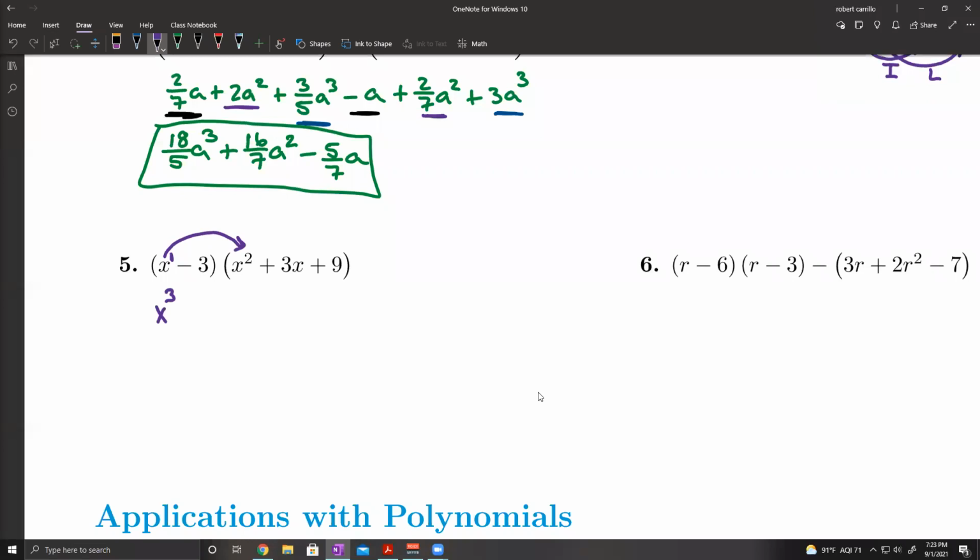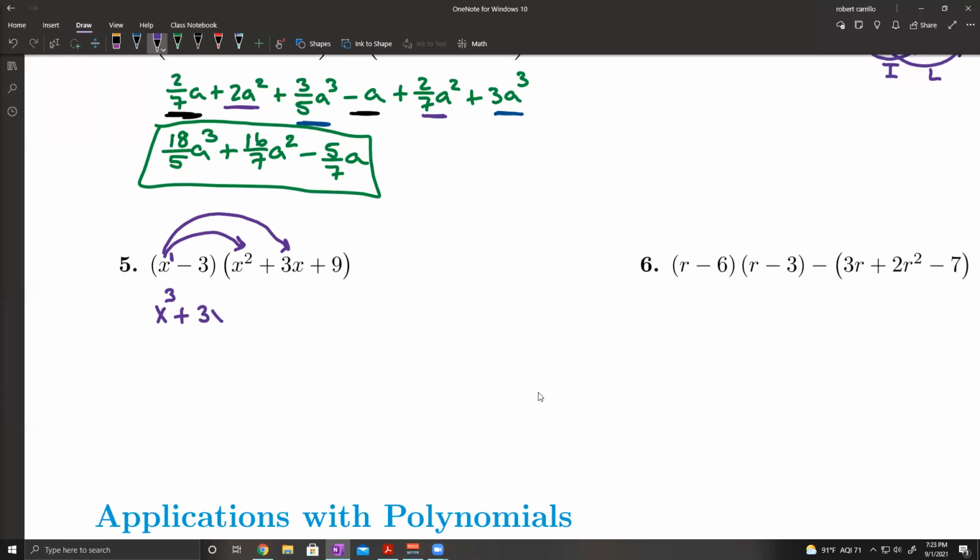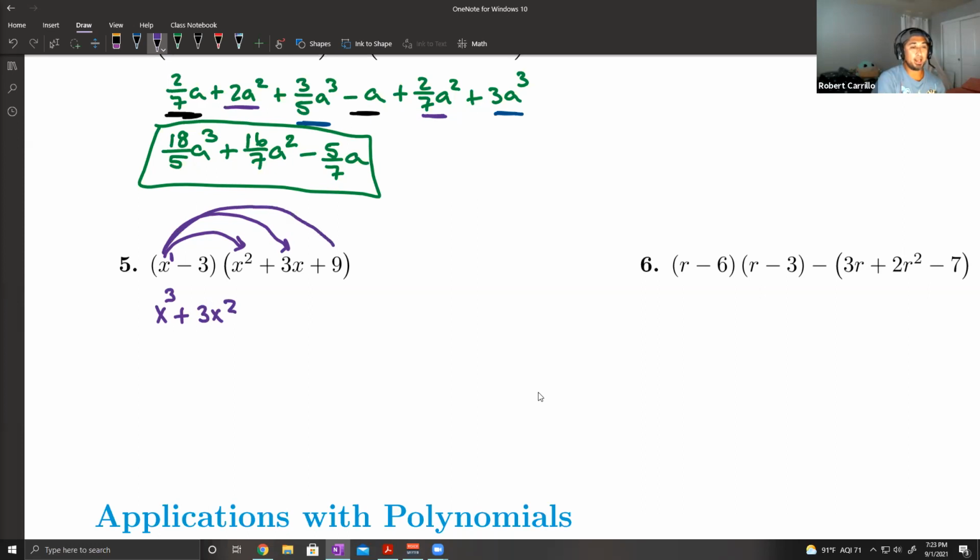And then we still stick with the first term and we multiply that middle term. What is x times 3x? 3x squared. And then x times 9 is just like it sounds. 9x. So there's the first part of the distribution. Now we have one more part. We have to take this negative 3 and distribute it to those three terms as well.